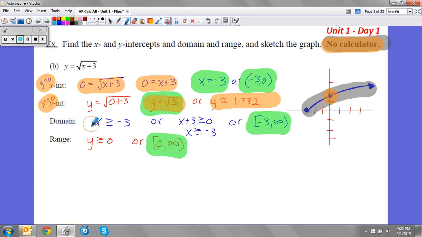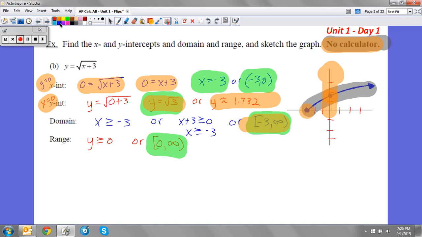Okay? So the domain. The domain is easy in the regards of being able to look at the picture and say it's negative 3 to infinity. Closed on the 3 because it exists as a point, and then open on an infinity because you'll never reach. And the range the same way, from y is equal to 0 all the way to infinity, because that's where the graph is going to exist.